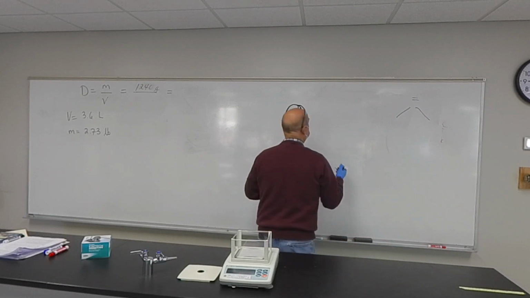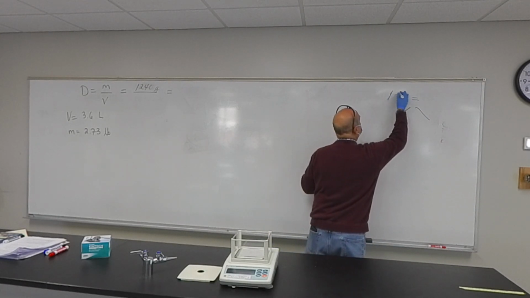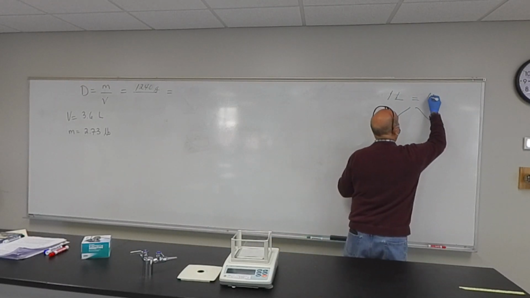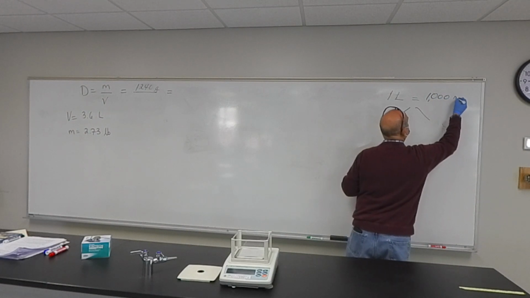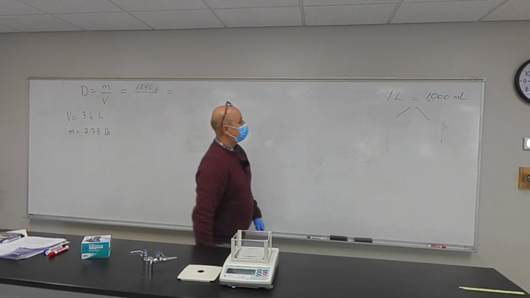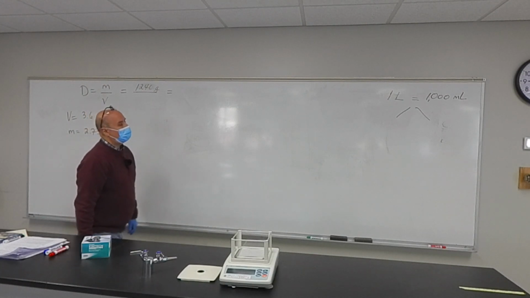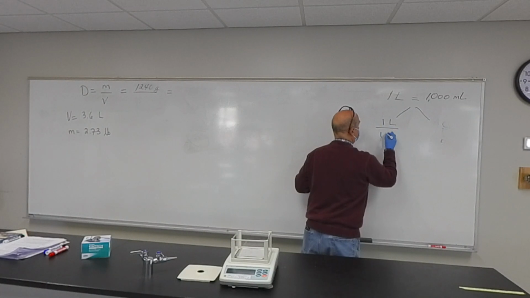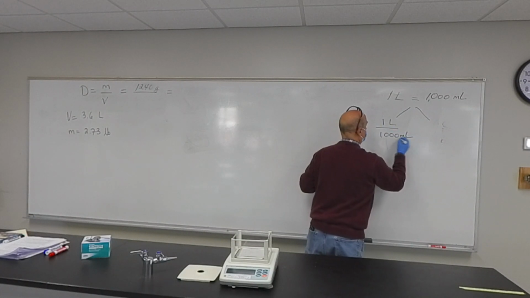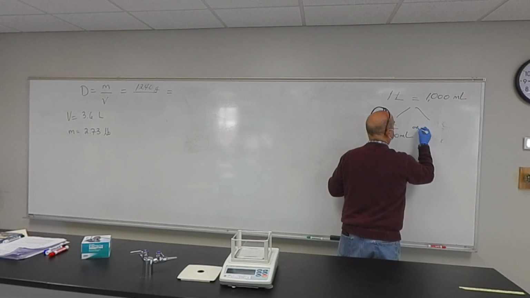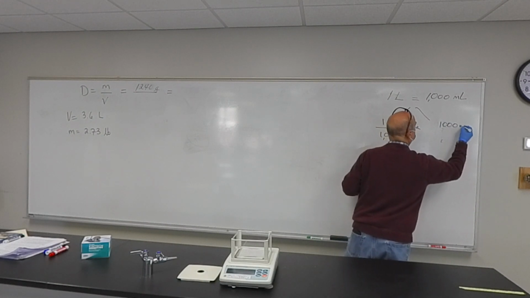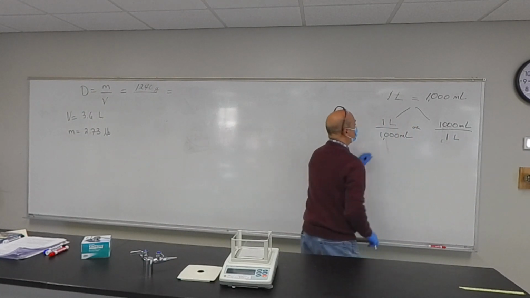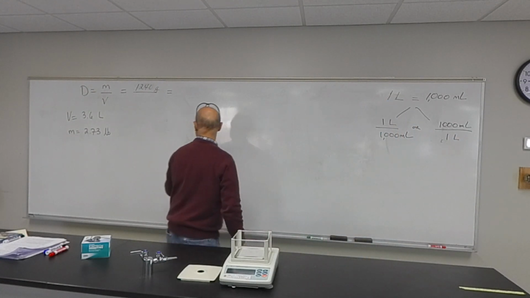What do we know about the liter? That 1 liter, and again, you can look this up. You don't need to memorize them. Equals 1,000 milliliters. Exactly. So from that, we have 2 conversion factors. Either 1 liter divided by 1,000 milliliters, or 1,000 milliliters divided by 1 liter. Those are my two conversion factors that come out of that equality.